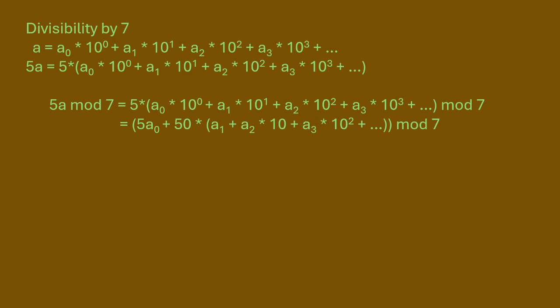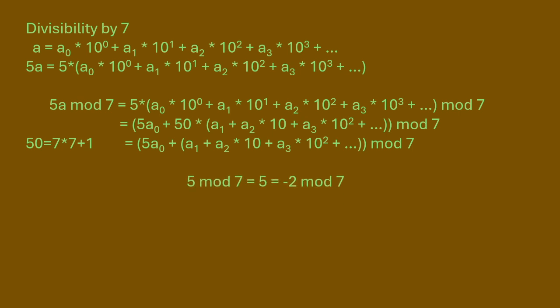There, we can then pull out a 10 from all digits 10 and up, and of course we're going to pull out a 5 from everything. We then note that 50 mod 7 is 1, so we can replace our 50 with a 1, giving us 5 times the first digit plus the other digits divided by 10.